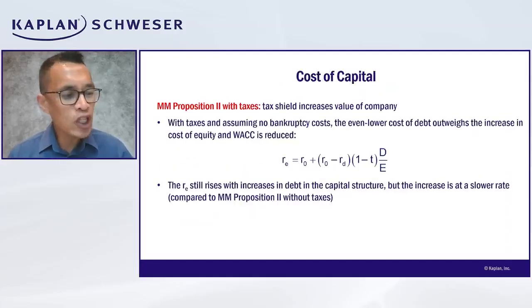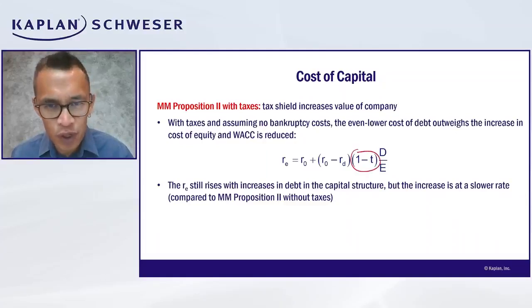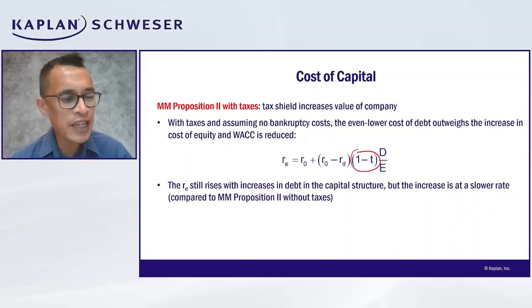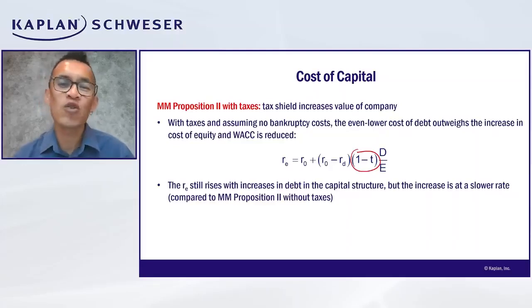So we're going to illustrate the concept in equation format, and I'm just going to point this important term out to you. We're going to add the (1 minus t) to the earlier equation. That means the cost of equity will still rise with more debt, but it won't rise as rapidly. So it's just a slight extension to what you already know.